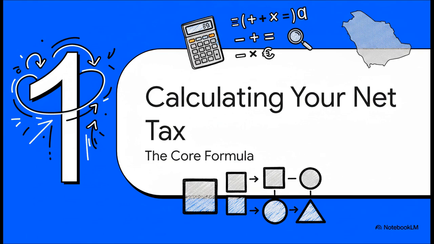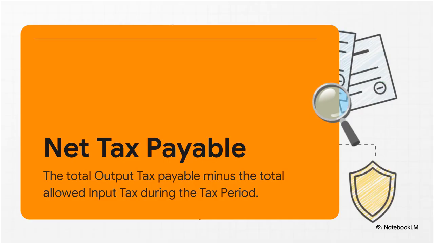Okay, Section 1. Let's start at the very beginning, with the one formula that is the foundation for absolutely everything else. If you get this, you're already halfway there. When you boil it all down, it's just a simple piece of math. Your net tax payable is the total VAT you've charged your customers. We call that your output tax. And from that, you subtract the total deductible VAT you've paid to your suppliers. That's your input tax. Simple, right?